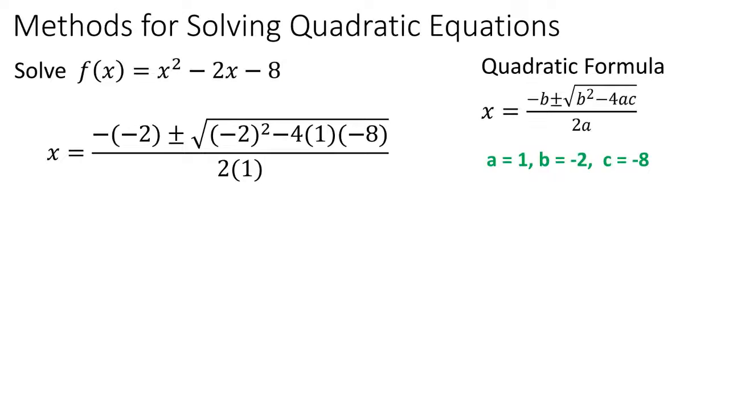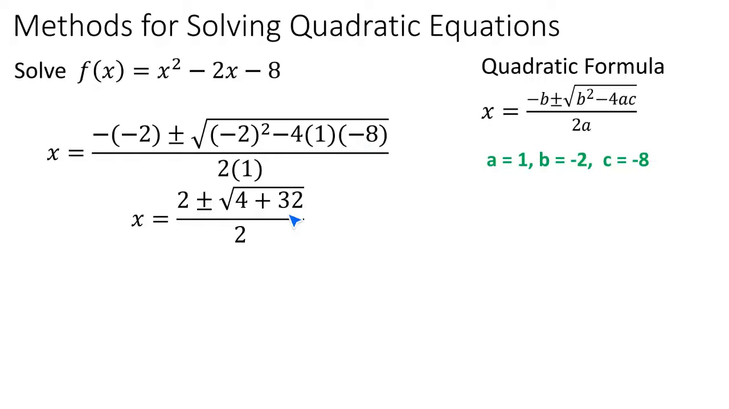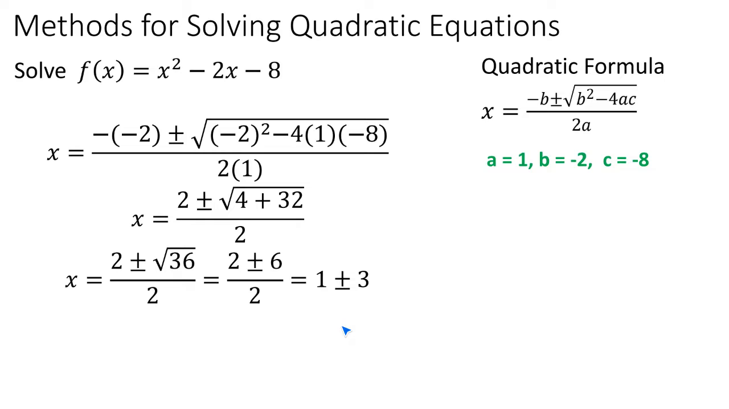So we're going to substitute those values into our equation. So I have negative b, which is negative negative 2, plus or minus the square root of negative 2 squared minus 4 times 1, and then our c is negative 8, divided by 2 times a, which is 1. So if we simplify, negative 2 squared is 4. Negative 4 times 1 is negative 4, times negative 8 is positive 32. 4 plus 32 is 36. And the square root of 36 is 6.